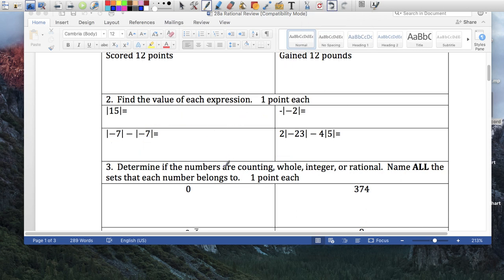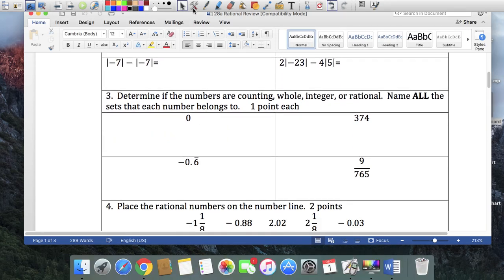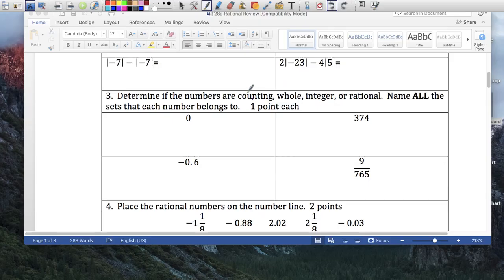Determine if the numbers are counting, whole, integer, or rational. Name all the sets that each number belongs to. So in this case, we're talking with 0. Where does 0 belong? Well, 0 doesn't belong to the counting set, right? Remember the counting numbers initially did not have 0. It was 1, 2, 3, 4, 5, 6, and on and on. So 0 does not belong to counting, but definitely belongs to the whole numbers. It is also an integer, right? Remember, the integers are all your positive whole numbers and your negatives. And it's a rational number.